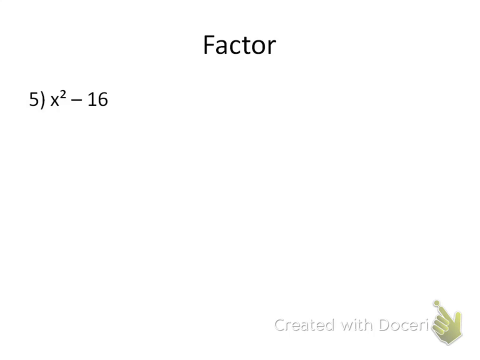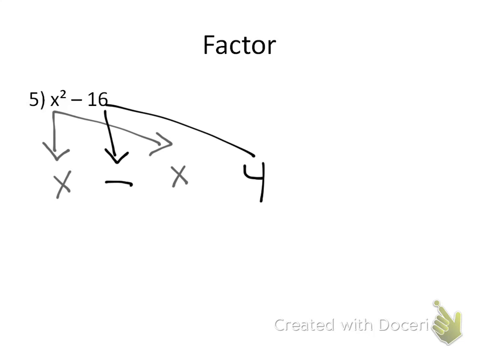What times itself gives you x squared? X, I totally gave it away. What times itself gives you 16? One gets a plus, one gets a minus. Pretty simple. If you double check this, x times x is x squared. Then you have minus 4x plus 4x. Those cancel out. And then 4 times negative 4 gives you the negative 16. Any questions on these?